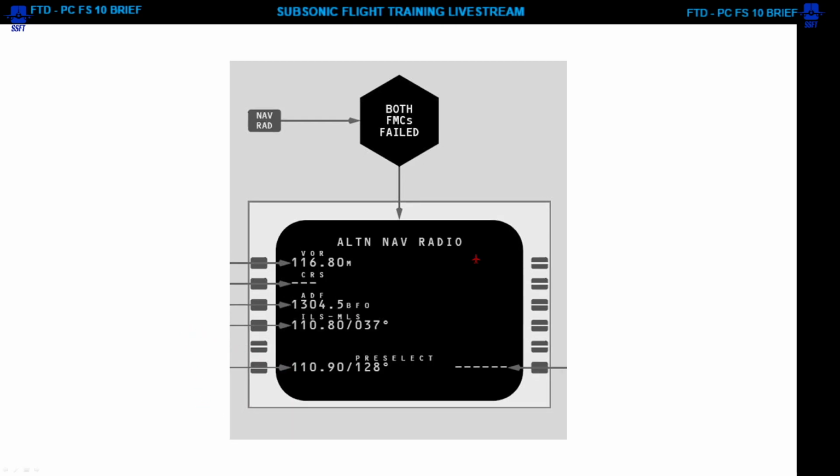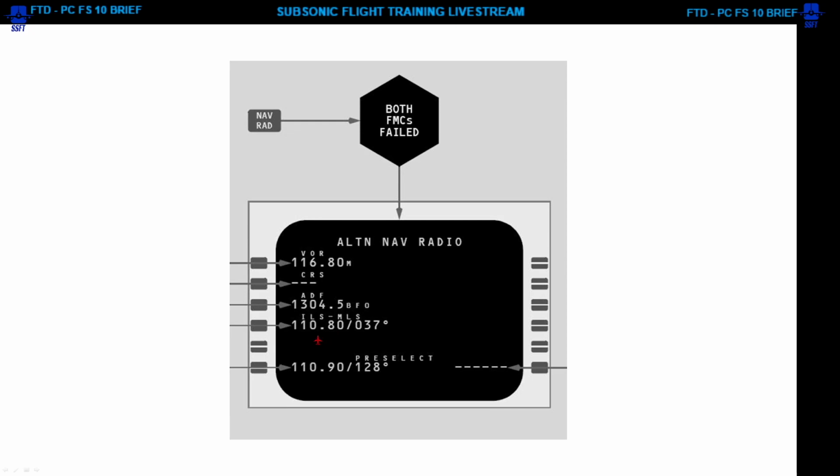And then the alternate nav-rad page is going to be different in the sense that you're just going to see the VORs that are associated with your side, the ADF that's associated with your side, and the ILS that's associated with your side. In the case of the captain, that's going to be the left VOR, the left ADF, and the left ILS. In the case of the first officer, it's going to be the right VOR, the right ADF, and the right ILS. And in the case of the center CDU, it would be the center ILS.